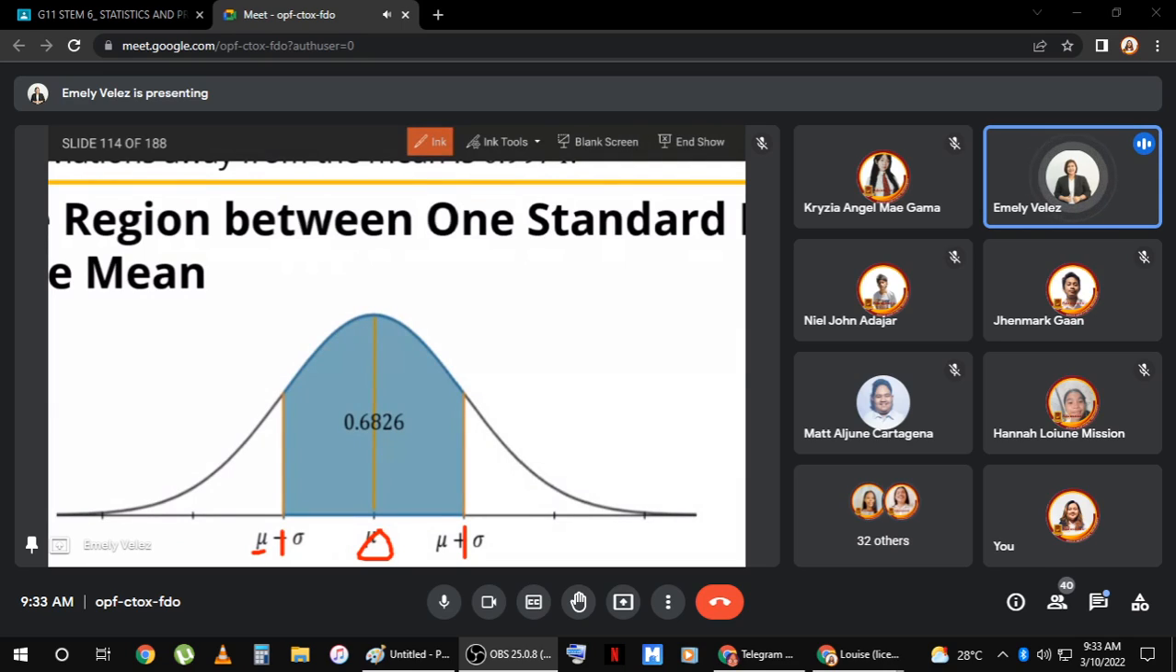My question now: what if I shade only this area? Can you provide me with the area of this shaded portion with red stripes? If the total is 0.6826, I only shaded from 0 to positive 1. Based on this given, can you identify the area of my shaded portion in red? You may type your answer in our chat box.